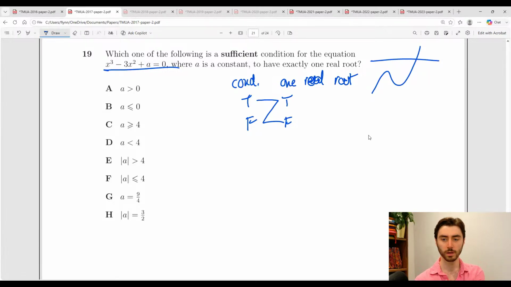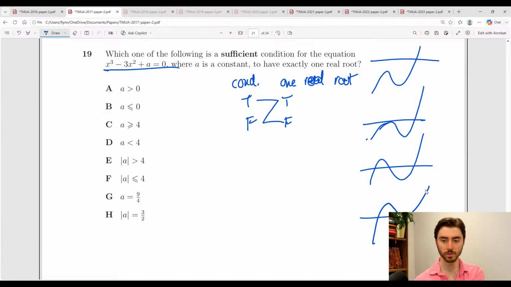One root, that would be 2 roots. That would be 3 roots. That would be 2 roots. That would be 1 root. So if you can understand where the turning points are relative to the x-axis, then you're all good to go. Apologies, I've covered that up with my face there at the bottom right, but I think you can understand what I'm going for.